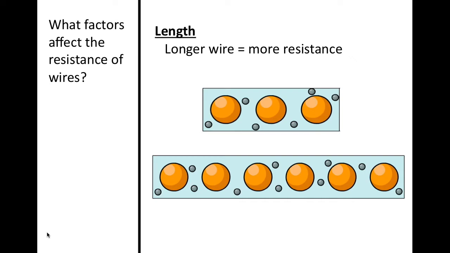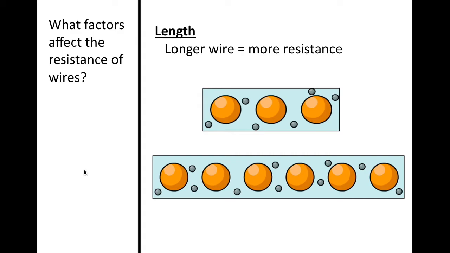One factor that can affect resistance within wires is length. The longer the wire, the more resistance. For example, if you have this shorter wire and your electrons are trying to move through this length of wire, you will have a certain amount of chances to bump into the atoms of the metal or with each other. The longer the distance you have to travel from start to finish, the higher the likelihood of bumping into other atoms.